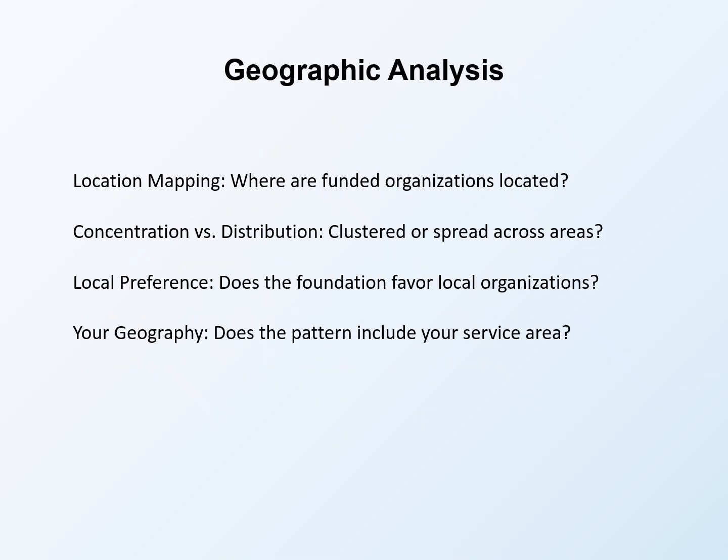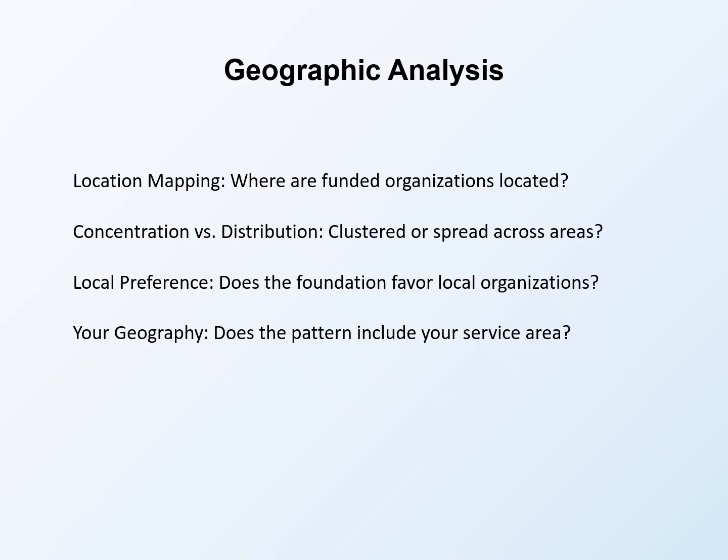Geographic analysis of Part 15 reveals where foundations actually direct their giving. Location mapping plots where funded organizations are located. Note the city and state of each recipient. Are they clustered in certain cities or states? Are they spread nationally or internationally? The pattern reveals geographic priorities.